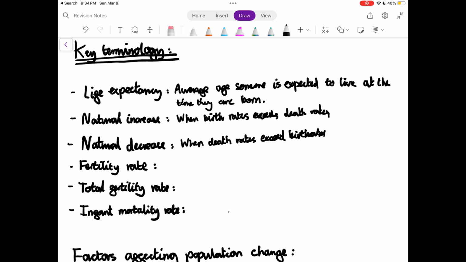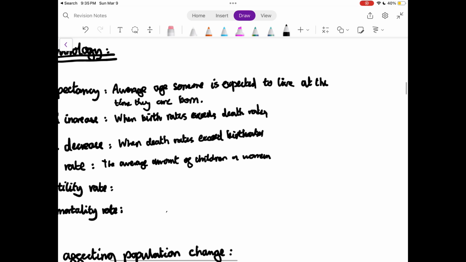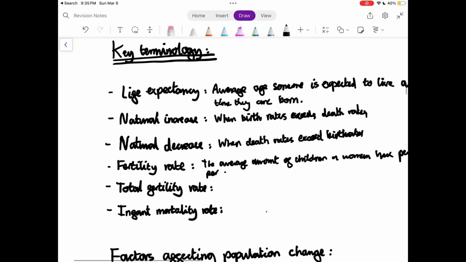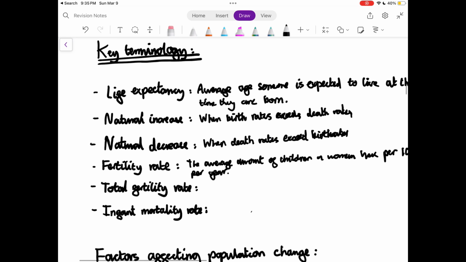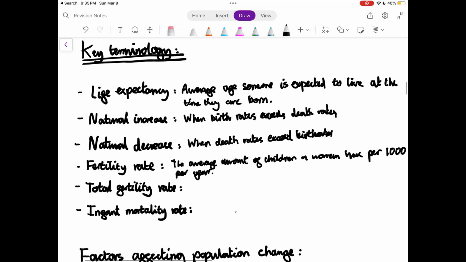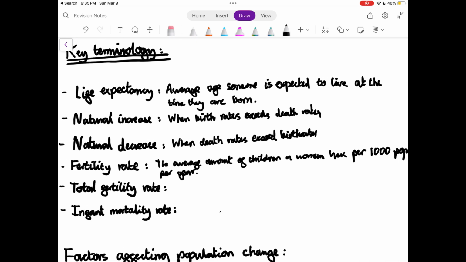And the fertility rate is the average amount of children a woman has per 1,000 population per year. And again, the per 1,000 population per year is important to include in your definition, or else you won't get the mark.